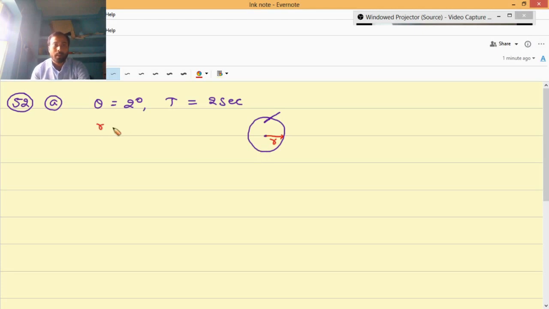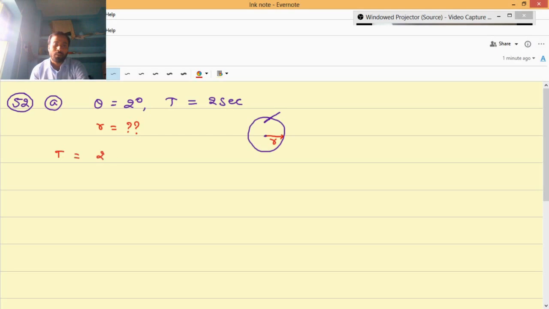In this particular problem we have to find the value of r, and given is the time period of this circular wire when it is suspended through this particular point. The angular amplitude of oscillation is 2 degree. We have to find the value of radius of this wire. In order to have the value of radius, we have to go through with the help of time period.